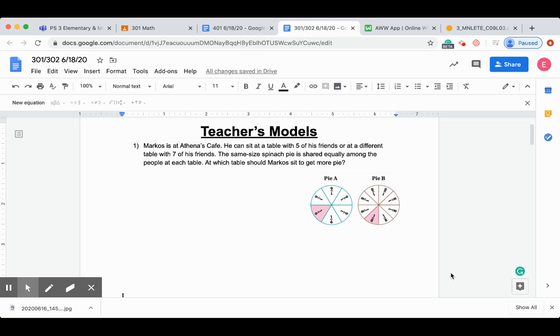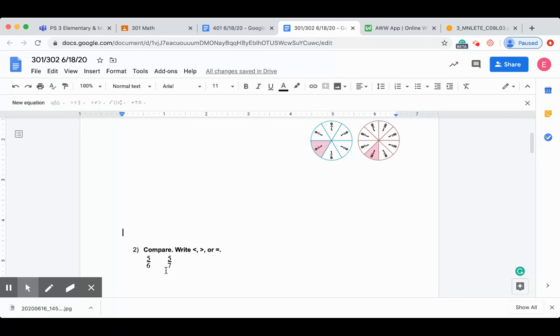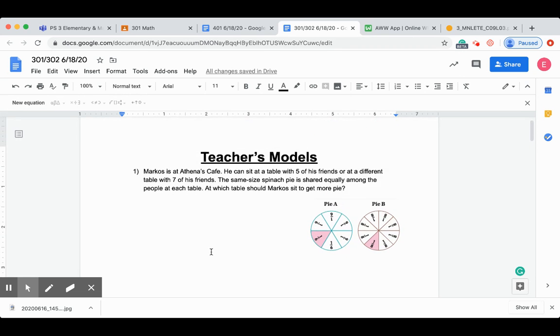Good morning, third grade. Yesterday, we compared fractions that have the same denominator, which is our bottom number. Today, we are going to compare fractions that have the same numerator, our top number. You're going to see two different types of problems. You're going to see a word problem, and you're also going to see a problem just like example problem number 2 right here. We're going to have to compare using a less than, greater than, or equal sign.